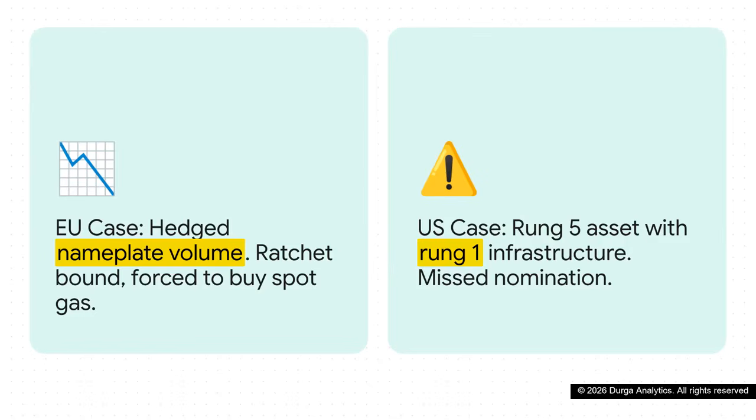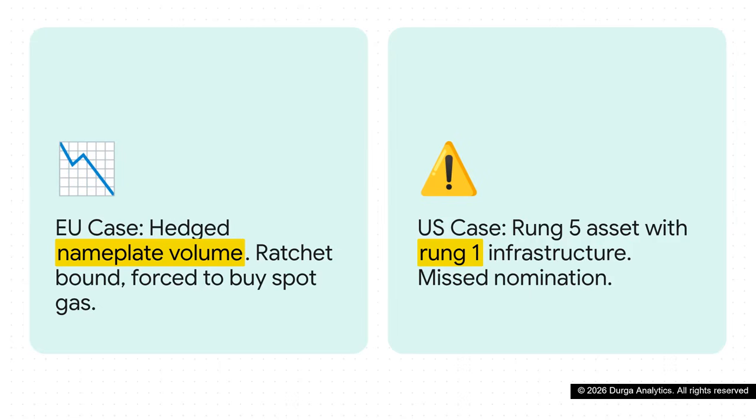In our European case, the desk modeled poorly. They hedged 100% of their nameplate volume. When a cold December hit, the ratchet bound them in January, and they couldn't physically withdraw the gas they had pre-sold. They were forced to buy spot gas at absolute peak winter prices to cover a massive shortfall.